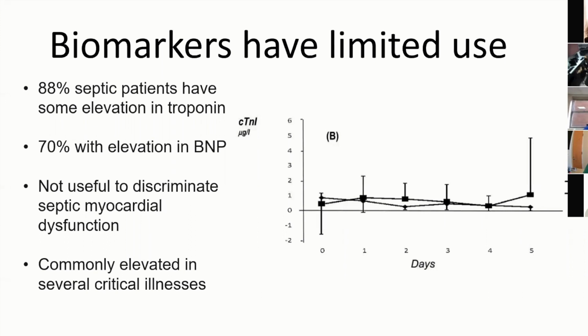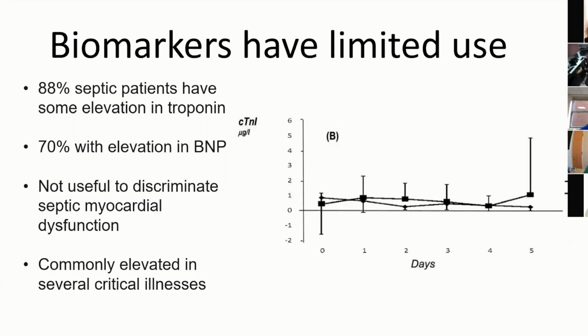So troponin and BNP are probably our most common cardiac biomarkers that we test. And as I think anyone who's spent any time in the ICU can tell you, they're very commonly elevated in critically ill patients, regardless of whether or not they have what we would consider cardiovascular disease. 88% of septic patients have some elevation in troponin. Now, we may not get too excited about a minimal elevation in troponin, but the point remains that the majority of patients that we're interested in have some elevation in troponin, which makes it a poor marker for trying to identify septic cardiomyopathy. Similarly, BNP is also frequently elevated.